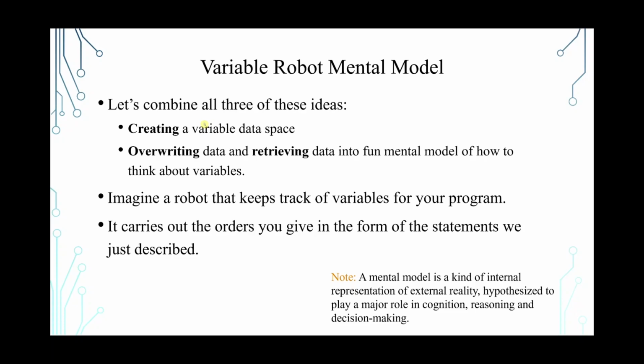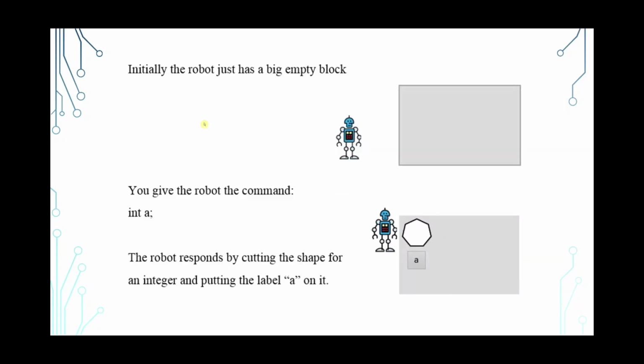So a mental model is a kind of internal representation of external reality. That is hypothesized to play a major role in cognition, reasoning, and decision making. So we are going to talk about the cognitive load, but first, let's talk about how our robot is going to work.